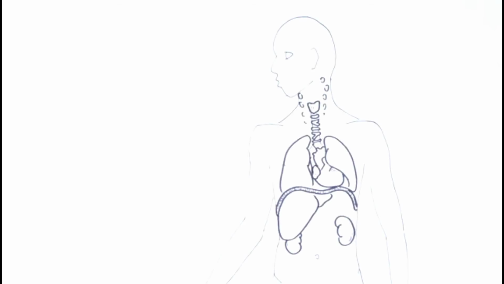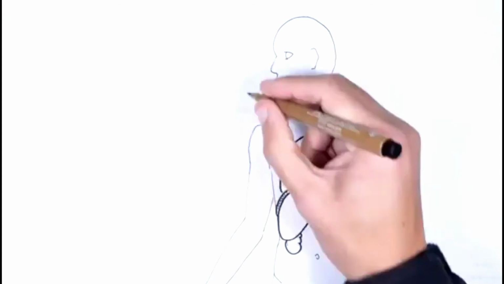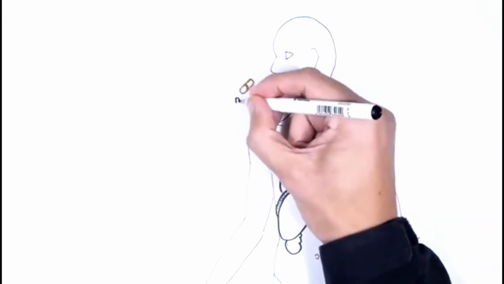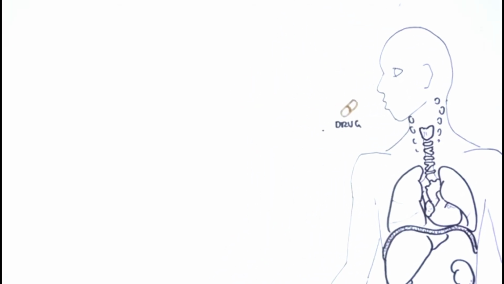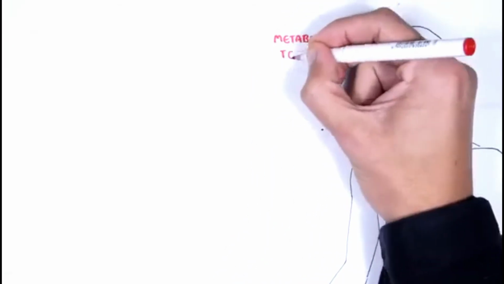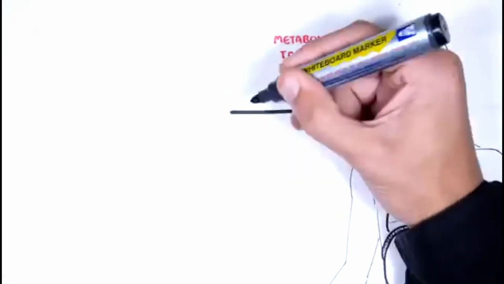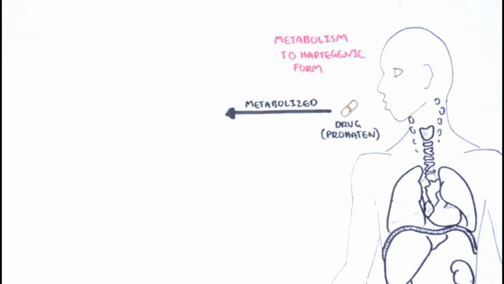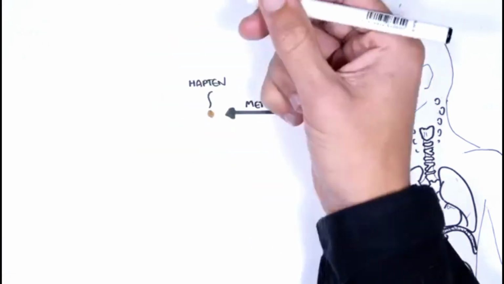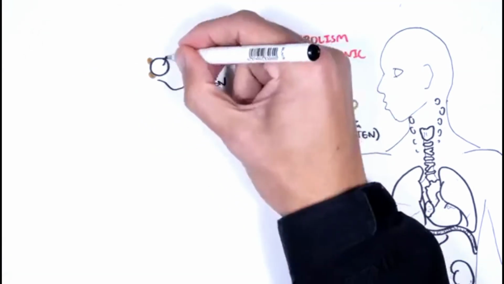Now let's talk about the pathophysiology of DRESS in a bit more detail. There are a lot of theories and different etiologies as to how the immune system responds to a drug. There's the metabolism to haptogenic form theory, where a drug is known as a prohapten, and when it's metabolized by the liver, it becomes a hapten. The hapten, which is usually safe, does not do much, but it may bind to certain proteins termed carrier proteins from different parts of our body.